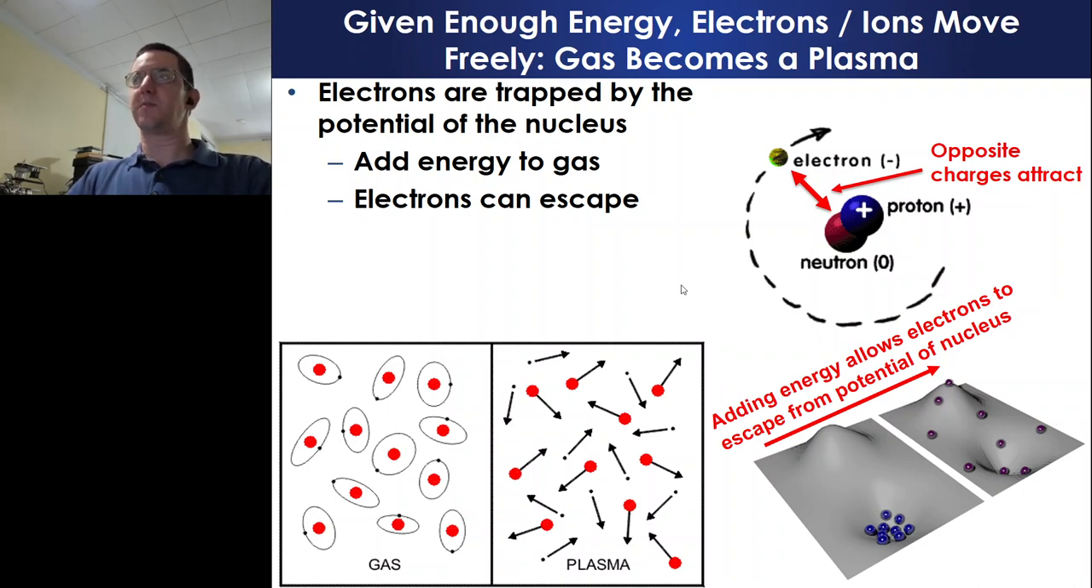Prior to ionization, the electrons, which are negatively charged, are trapped around the nucleus of the atoms, which are positively charged, by the electrostatic interaction between the two. This is like having the electrons trapped in a potential well. However, when this gas is given enough energy by means of adding heat, eventually the electrons have sufficient energy to escape this potential well and move freely from the nucleus. At this point, we say that the nuclei become ionized, and the gas turns into a plasma.